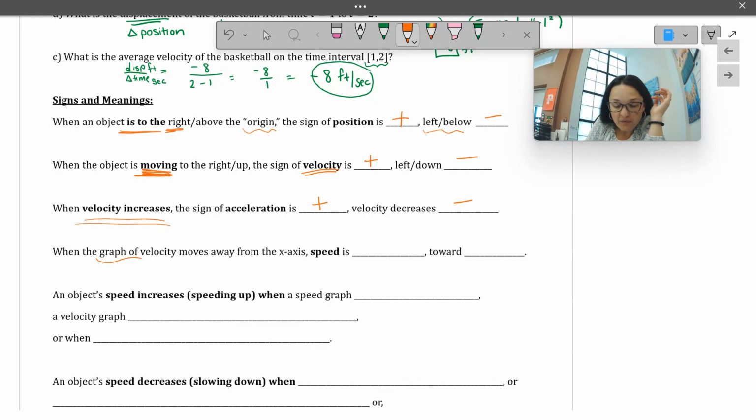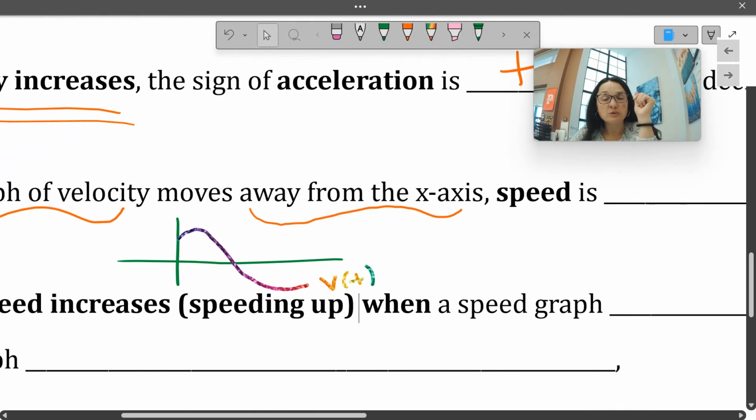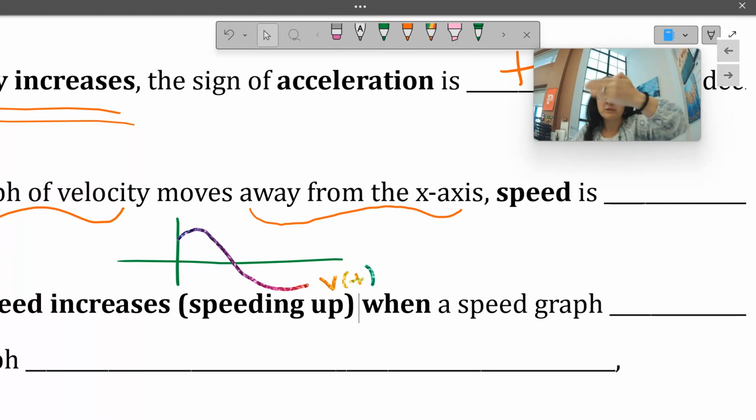When the graph of velocity moves away from the x-axis. So let's think about this one for a minute. If I graph velocity, it's right there. And now it says when the graph of velocity moves away from the x-axis, what happens to speed? Well, speed is the absolute value of velocity. So if I want to change this graph from a velocity graph to a speed graph, all I have to do is reflect everything that's below the x-axis to above the x-axis.